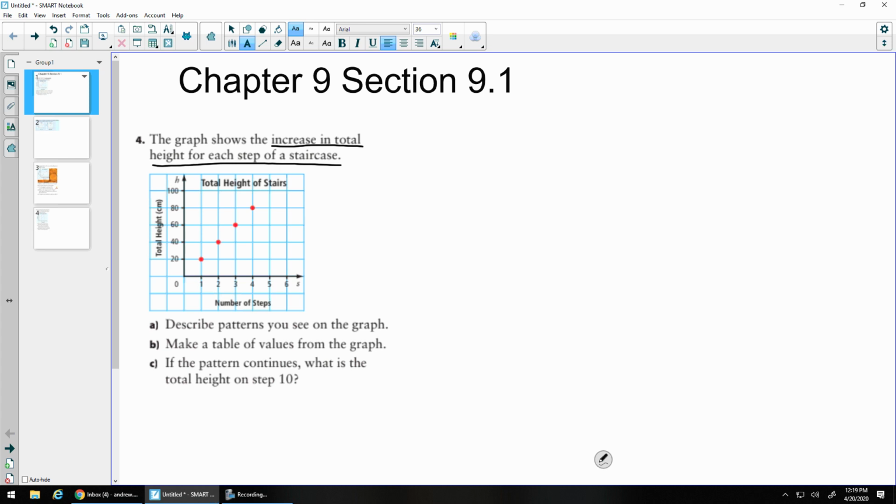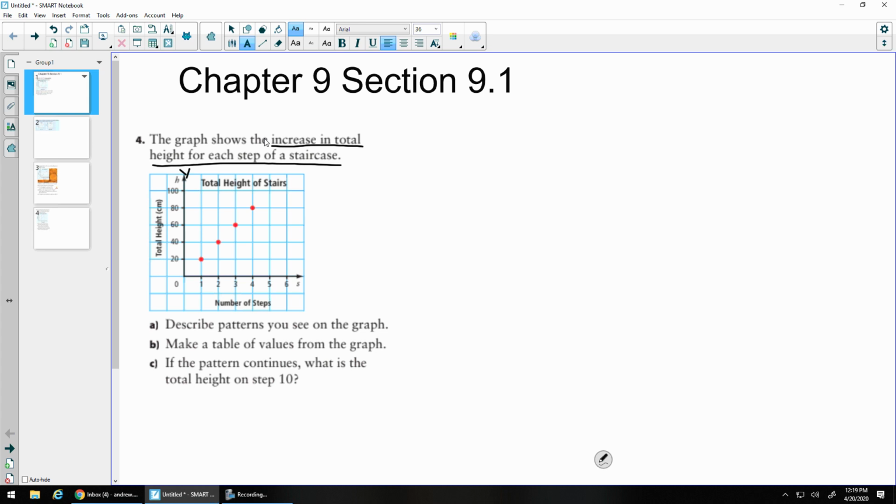On the x-axis, remember the horizontal is the x-axis, the vertical is the y-axis. On the x-axis, we have the number of steps, 1, 2, 3, 4, 5, 6, and so on. And on the y-axis, we have the total height that you've gone up, 20, 40, 60, 80, 100. If you've gone up one step, you've gone 20 centimeters. If you've gone up 2 steps, you are at a total height of 40 centimeters. If you've gone up 3 steps, you've gone up a total height of 60 centimeters. 4 steps, a total height of 80 centimeters. Okay, so this is the information that this graph is showing us.